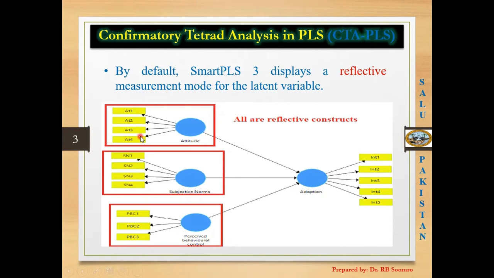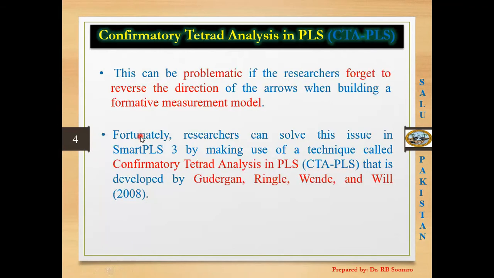This can be problematic sometimes, because we can forget to reverse the direction. Actually our model was formative, but as we draw a diagram in SmartPLS, or shift the indicators onto the main canvas, they are shown as reflective, but actually our construct was formative. This may be the problem, and sometimes we forget to change the arrows.